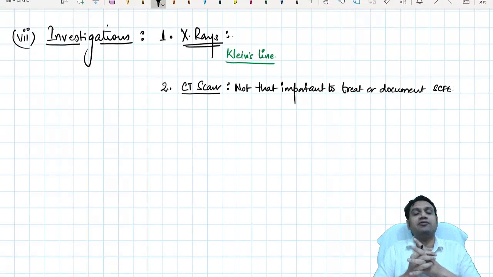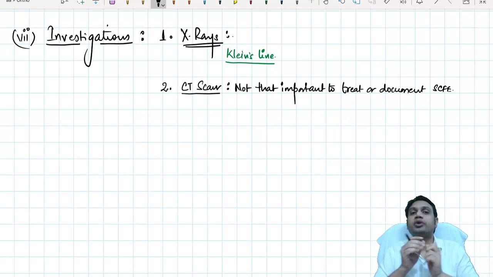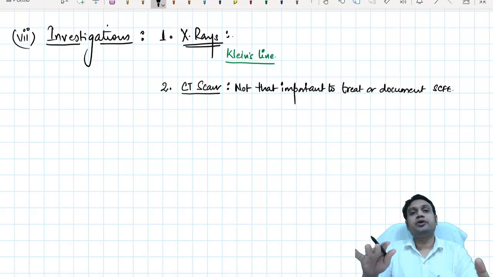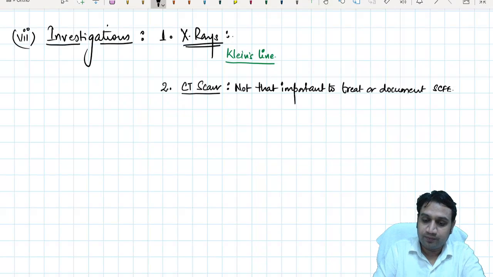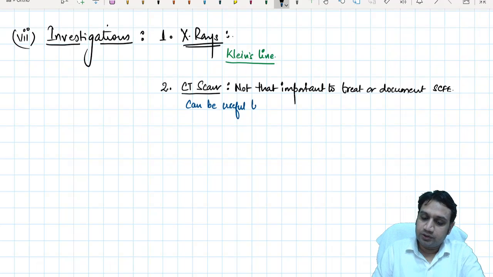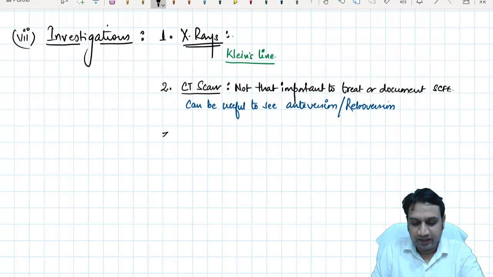Yes, you can use CT scan for other purposes. For example, when you operate and fix it, you can do the CT scan to see whether the screw is entering the joint area or not. Then it will give you a better demarcation. It can also be useful to see the anteversion or retroversion of the femoral neck. I have told you what anteversion and retroversion are. How much is the anteversion or how much is the retroversion? Okay. Point number 3 is the scans. Technetium 99 scans.